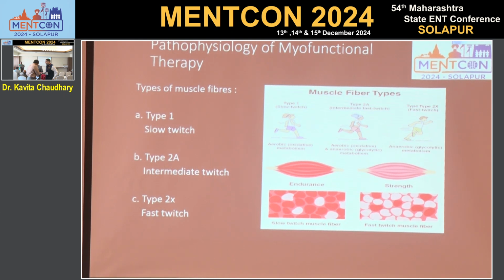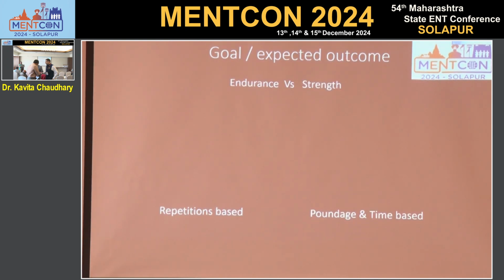Exactly opposite to it, we have fast twitch muscles. These are 2X muscles. They deliver a burst of energy in a few seconds, and so these are fast twitch muscles. And there is an intermediate in between, these are the 2A muscles.